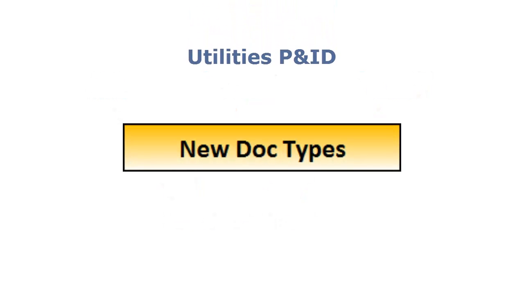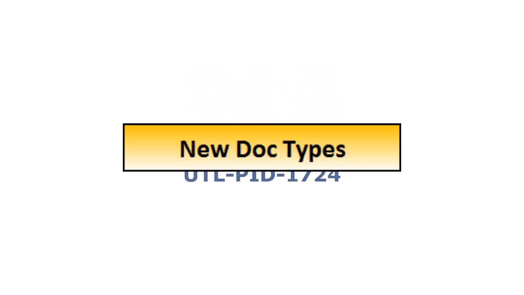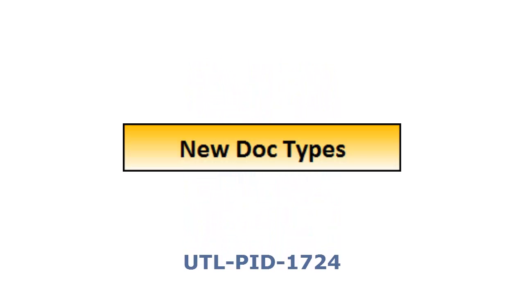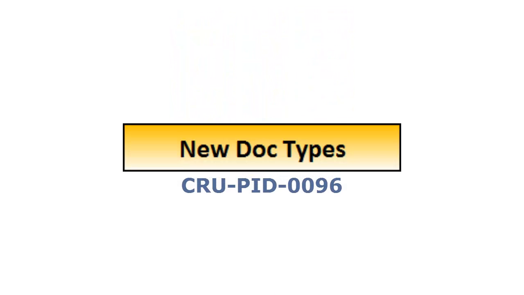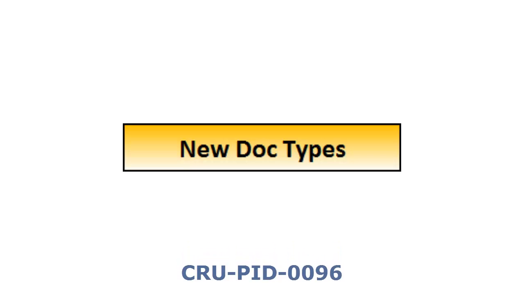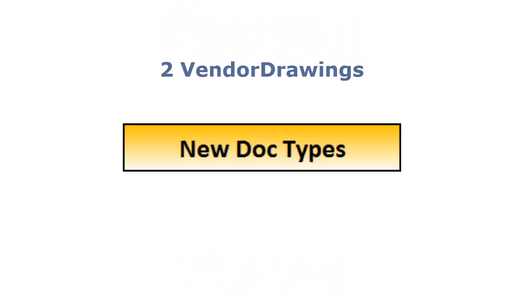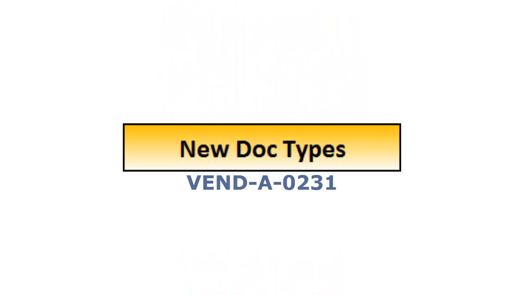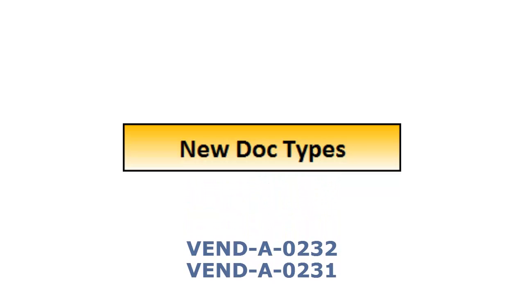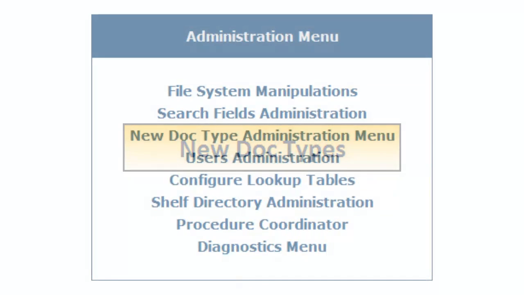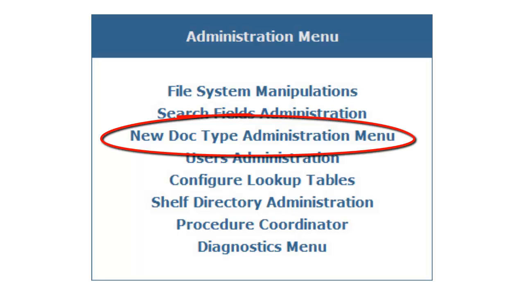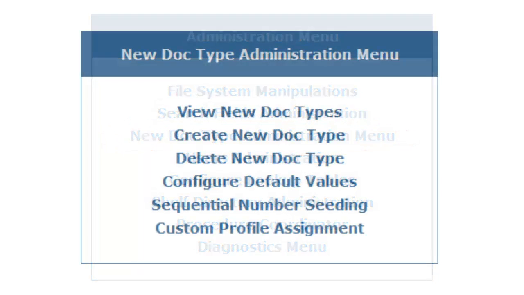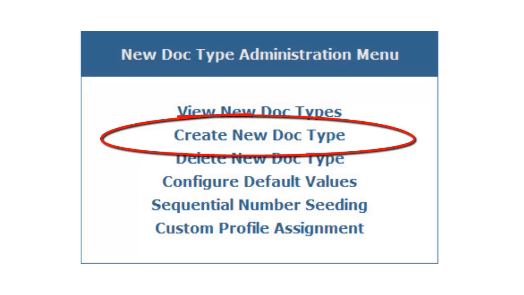eDoc automatically performs the task of numbering documents by using a template for each document type. This template is called a NewDocType, and it controls how numbers are assigned to new documents. The NewDocTypes are created and edited by the administrator in the NewDocType module. To create a NewDocType, open the Administration menu, select the NewDocType Administration menu, and then Create NewDocType.